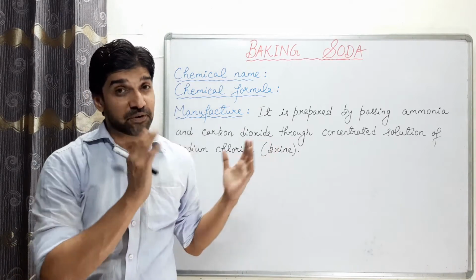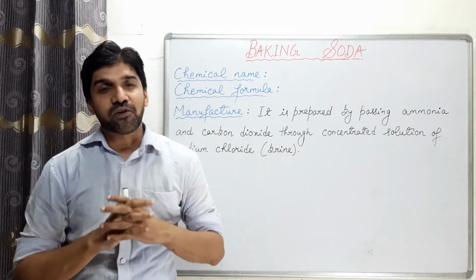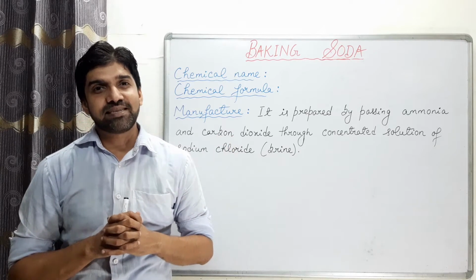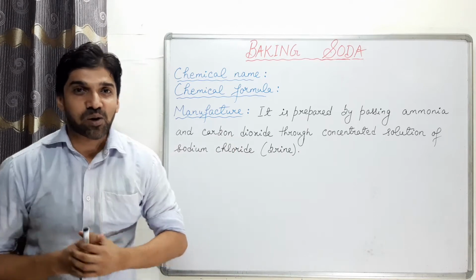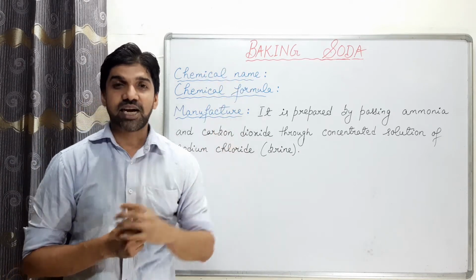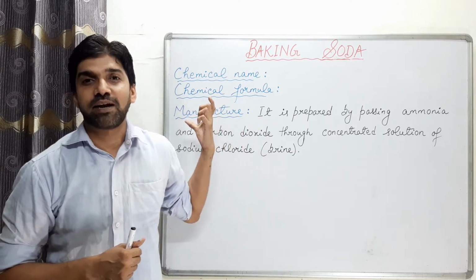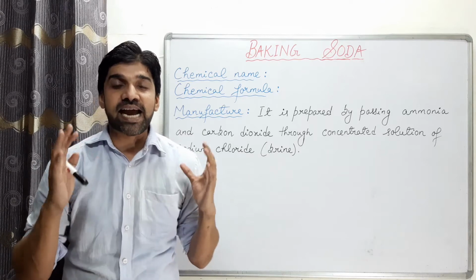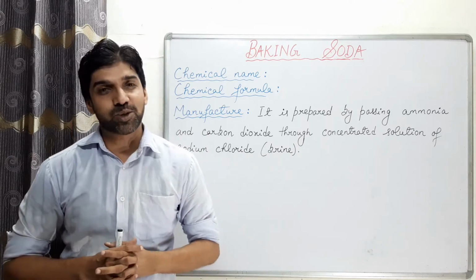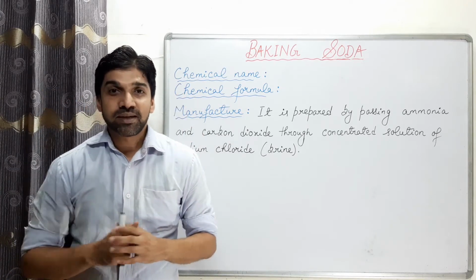So in the last few lectures, we discussed some important salts from the chapter acids, bases and salts. In this lecture, we will discuss the salt baking soda, its chemical name, its chemical formula, manufacture, and then we'll discuss the properties and uses of baking soda. So let's start. First of all, the chemical name.